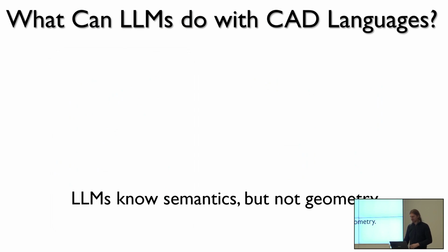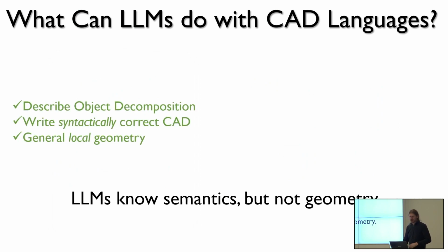Then we can summarize what we found as: LLMs know semantics but not geometry. So they can describe object decompositions, they can write syntactically correct CAD programs, and they can generally make local geometry that's pretty good. But they really can't spatially compose objects. Like it'll try to make a dog and it will say, oh, there's a tail and there's some legs and there's a head, but it will look like some very messed up Picasso with everything all over the place.